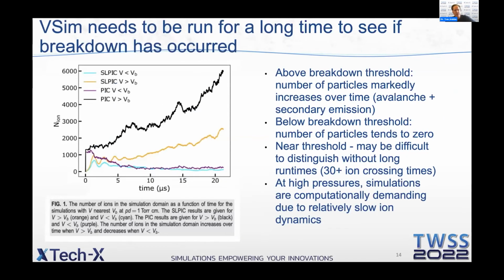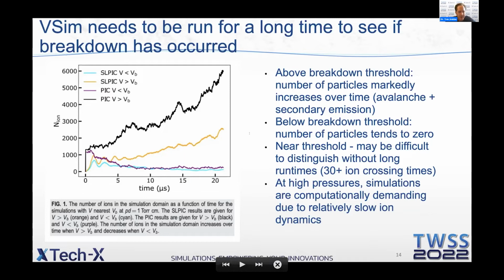But going back to Paschen curves, these simulations where we decide did the plasma break down or not have to be run for a long time. If you're above the breakdown threshold by a lot, and you run the discharge, you start with 1,000 particles, and pretty quick you have 10,000, and sure, you got breakdown. If you're below the breakdown threshold, you start with 1,000 particles, and pretty quick you have 0, and you definitely did not break down.